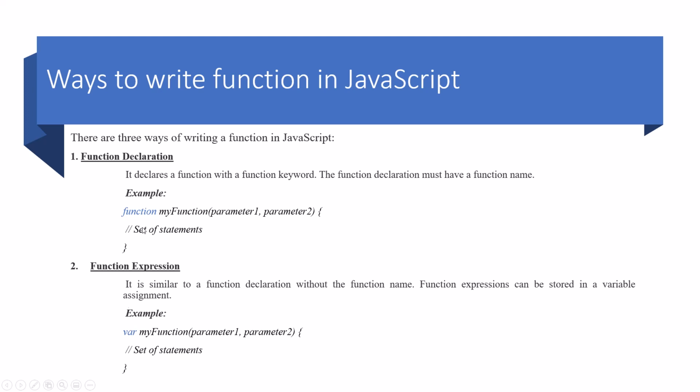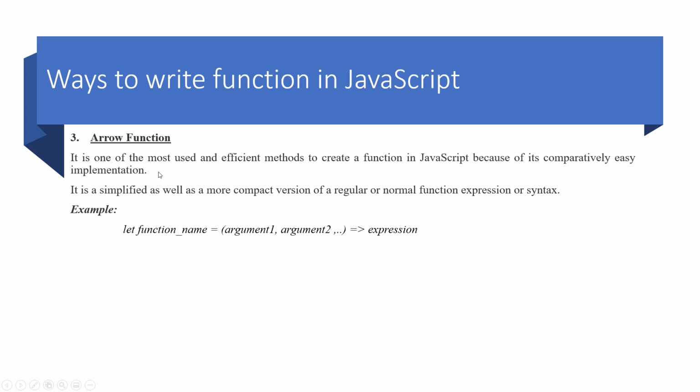Here we are not using the function name. Here we are using the var keyword instead of the function keyword. So here var myFunction is assigned, and all other parts are the same, like the parameters and the curly braces with a set of statements. Everything is the same, but we are only replacing the function keyword with the var keyword. So it is called a function expression. Like this, we can also write a function.